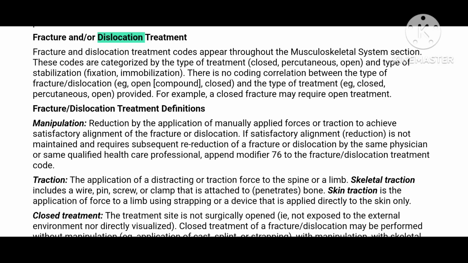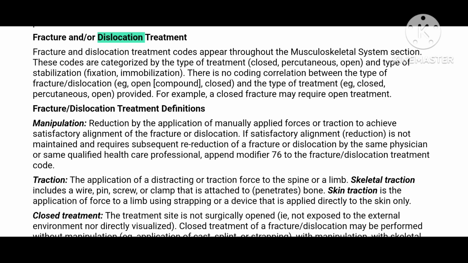So now we will read about the treatment procedures that are used for fracture or dislocation treatment. First thing is manipulation. Manipulation means reduction of bones by application of manually applied forces or traction to achieve satisfactory alignment of the fracture or dislocation. So the fractured bone has got dislocated. How are we going to realign it?